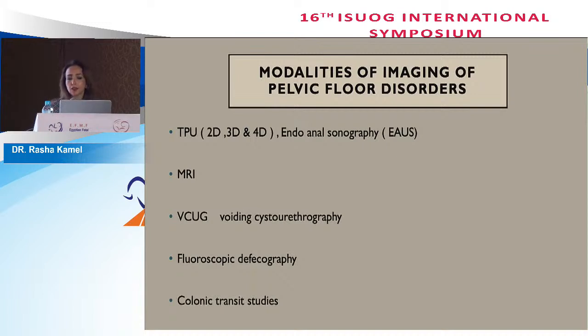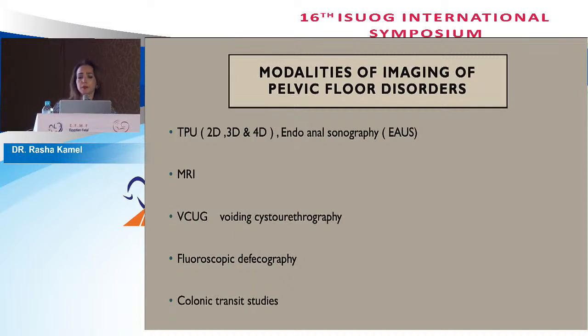The different modalities of imaging of pelvic floor disorders are transperineal ultrasound, whether by 2D or by 3D and 4D ultrasound, and endoanal sonography for visualization of the external anal sphincter. We can use MRI, and we can use voiding cystourethrography for urinary symptoms or urinary system disorders. We can use fluoroscopic defecography for rectal problems, and we can use colonic transit studies as well.